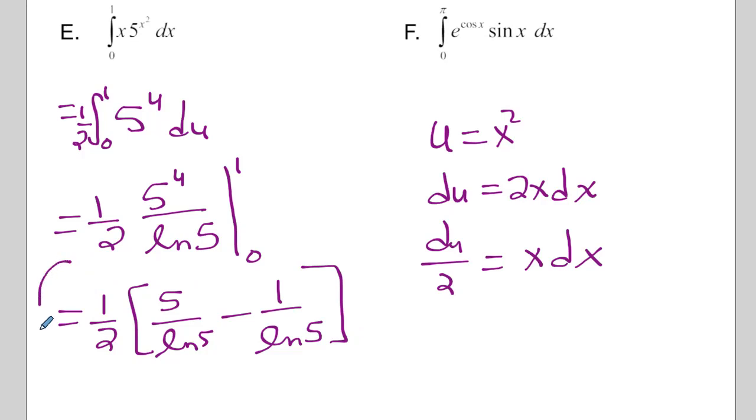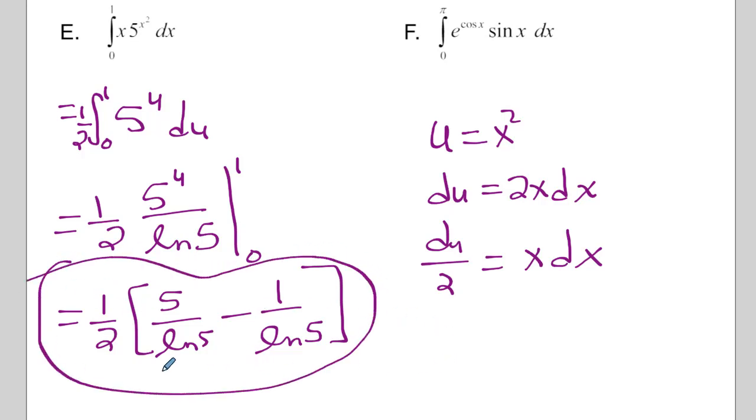All right, so for E, this would be our final answer. Of course, we can simplify 5 minus 1 and get 4 natural log of 5. And then, of course, we can cancel the 4 with the 2. And so we would end up with 2 over natural log of 5 is our final answer.